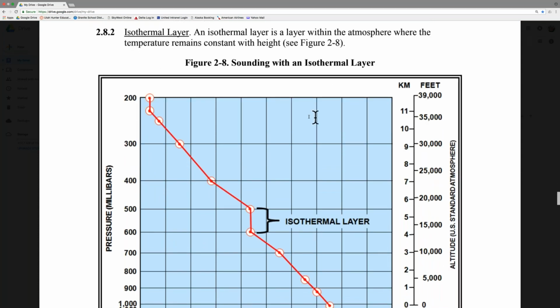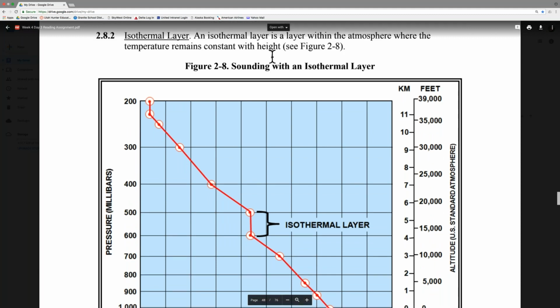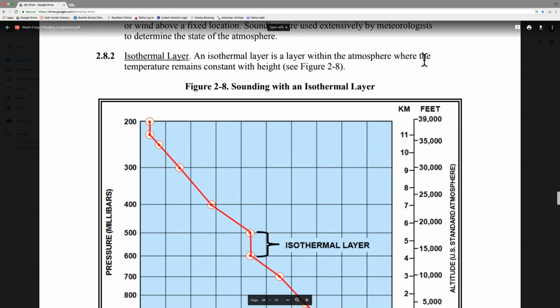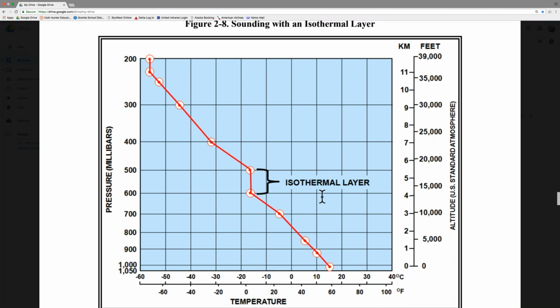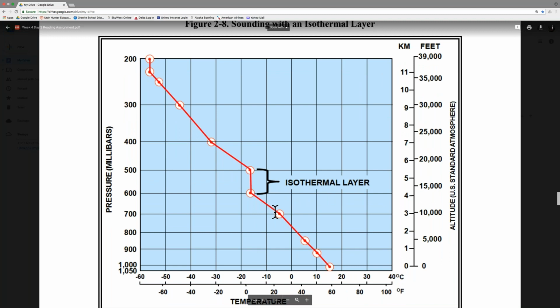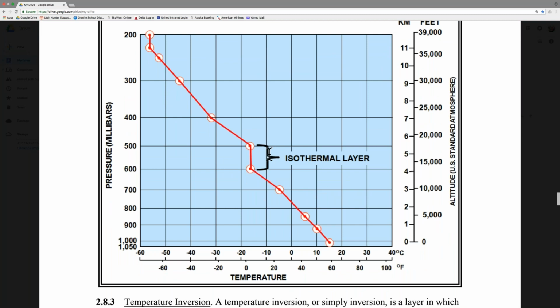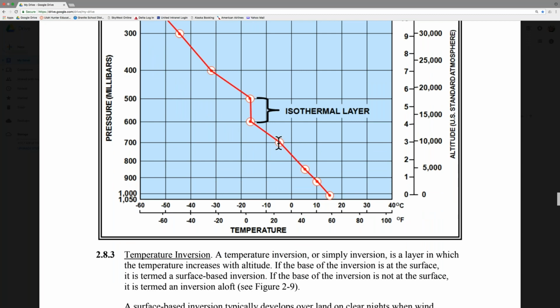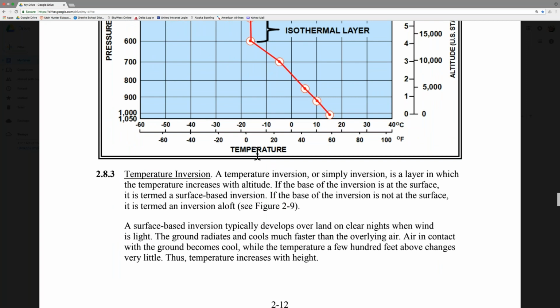The isothermal layer is within the atmosphere where the temperature remains constant with height. Water also has an isothermal layer, but there is a point at which the temperature will remain constant for a period of time. So these are all things that we have to take into consideration when planning a flight.